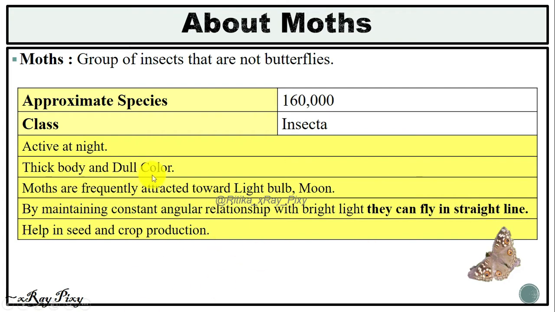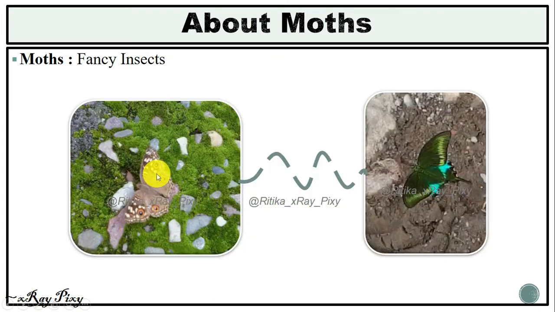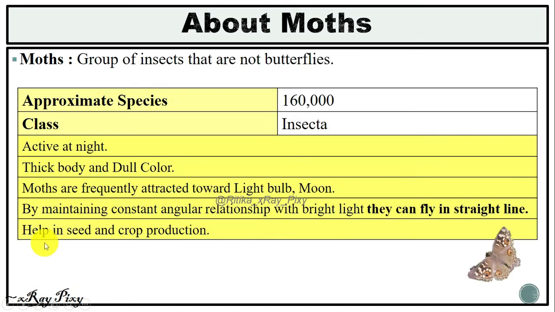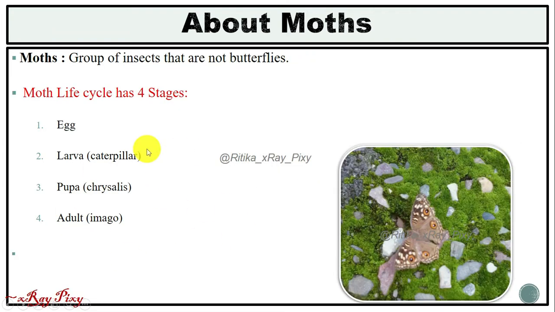They have a thick body and dull color, as you can see in comparison to a butterfly. We have a thick body here and here we have a thin body. Dull color, and you can see bright color here. Moths help in crop production and seed production, and they are frequently attracted toward moonlight, artificial light, or a light bulb. The moth life cycle has four stages: egg, from egg to larva, larva to pupa, and pupa to moth.